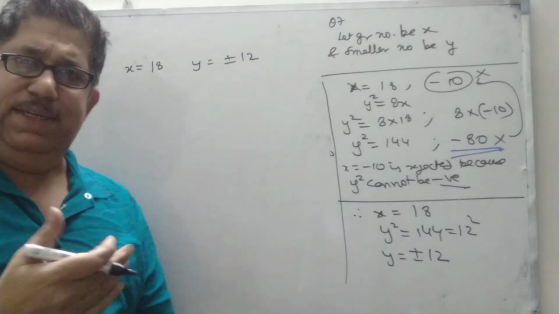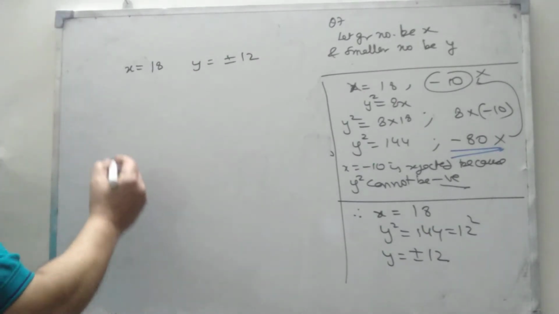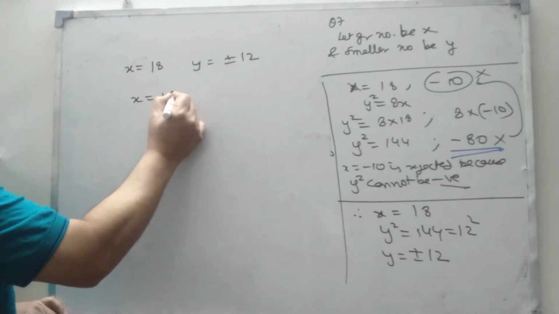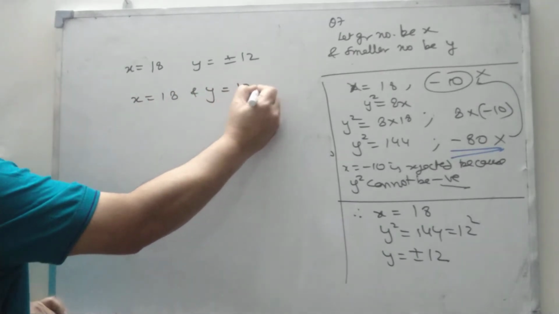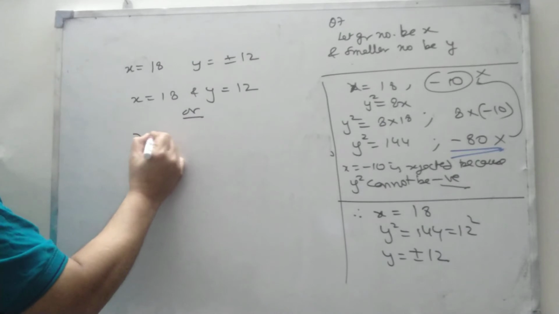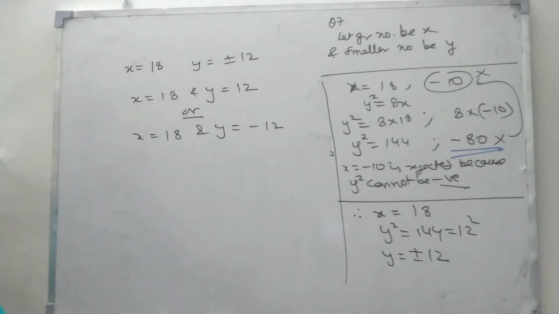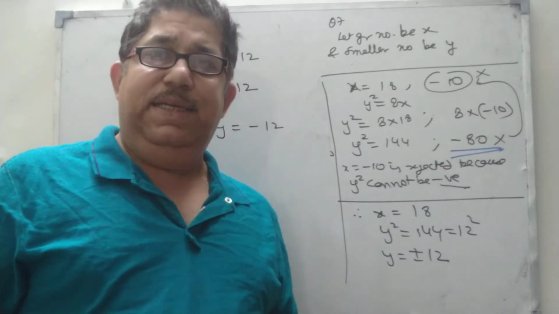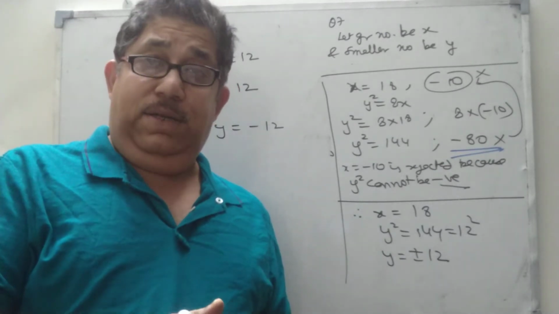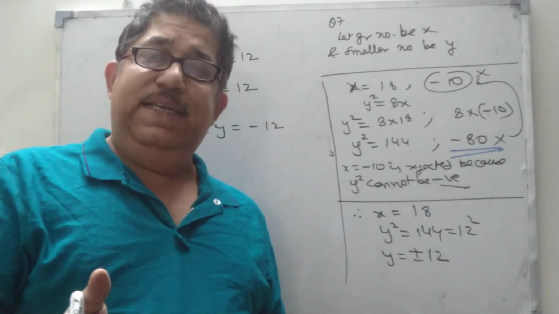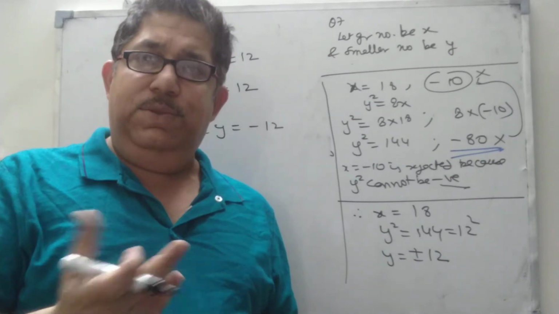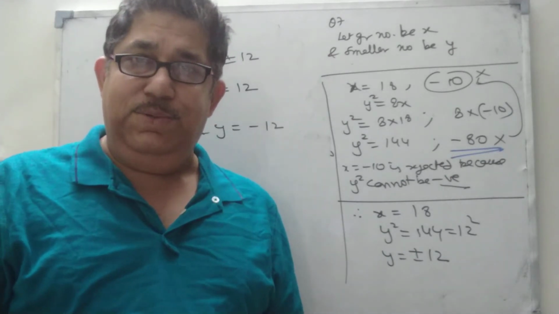So how do I write these pairs? I write them like this: x equal to 18 and y equal to 12, or x equal to 18 and y equal to minus 12. So what are the numbers? The numbers can be taken as either 18 and 12 or 18 and minus 12. That is exactly the answer to this problem.